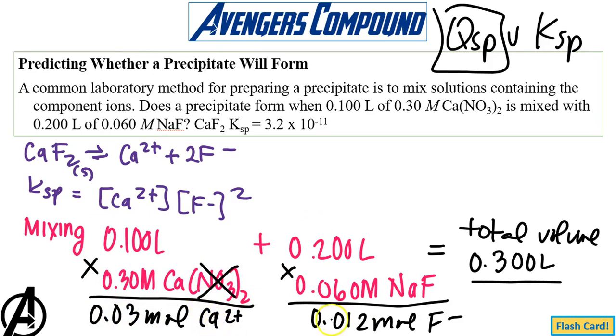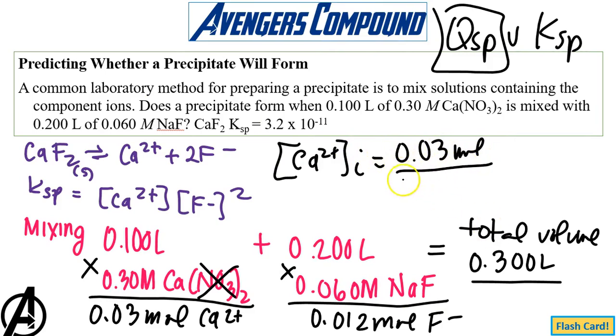I do the same thing with NaF. I take 0.200 liters times 0.060 molar of NaF, and I get 0.012 moles of F minus. Why am I only focused on F minus? It's the only thing that contributes to solubility. So now I have the amount of moles for them. If I want to get my concentration of Ca2+ initially, I'm going to have to take my amount of moles, which is 0.03 moles, and divide it by my total volume, which is 0.300 liters.